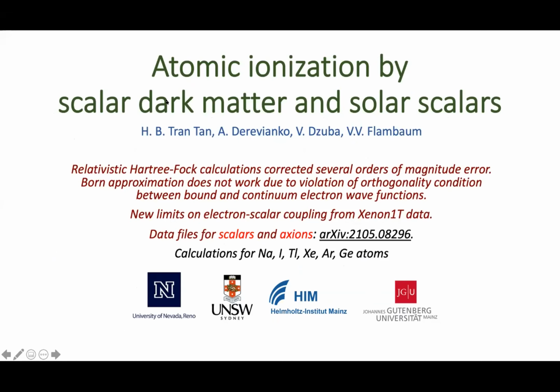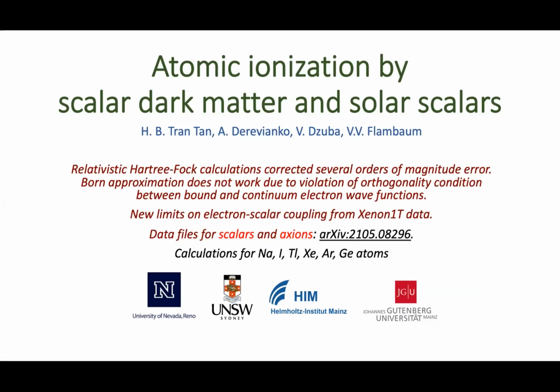Okay. So I have several topics in my talk. One of them is atomic ionization by scalar dark matter and solar scalars. Scalar dark matter was studied before, but calculations were wrong by up to 8 orders of magnitude. So we just corrected this mistake and did proper calculations. We did relativistic Hartree-Fock calculations and corrected several orders of magnitude error. People before used the Born approximation, which does not work due to violation of the orthogonality condition between bound and continuum electron wave functions. We get new limits on the electron scalar coupling from Xenon 1T data.